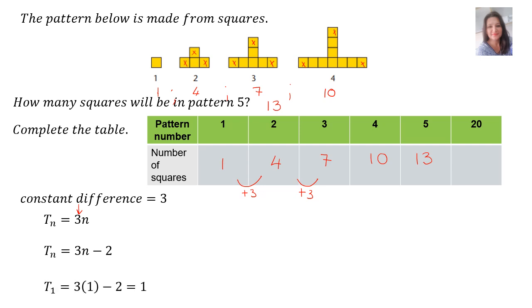Let's check if we're right. Term 1 is 3 times 1. This is n's number. Minus 2 is 1. Yes. Term 2 is 3 times 2 is 6. Minus 2 is 4. So yes, we're right. So for term 20, it will be 3 times 20 minus 2, and the value will be 58.